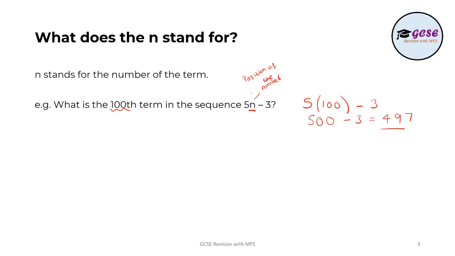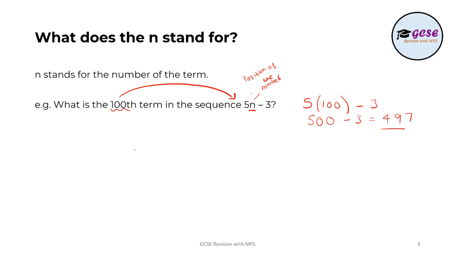Okay, so when we're working out the term of the position, all you do is you substitute in the number. In this case, we're trying to work out the 100th term in the sequence. N is the position of the number. All we have to do is substitute in 100 in the place of n.